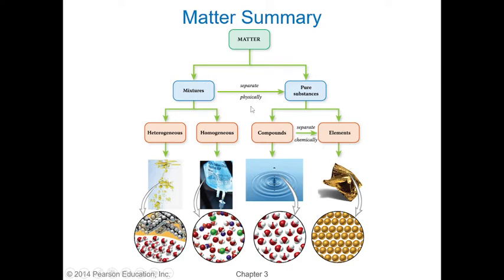Okay? If you want to separate out the mixture into pure substances, then you use physical means. So I already discussed the different separation of mixtures like filtration, evaporation, decantation, distillation, and so on. So please review your separation of mixtures lecture discussion. Okay?